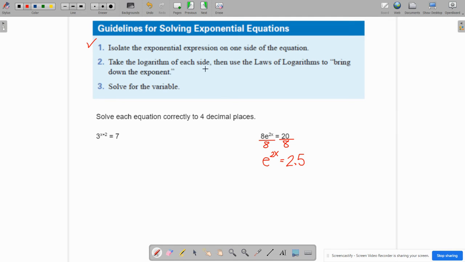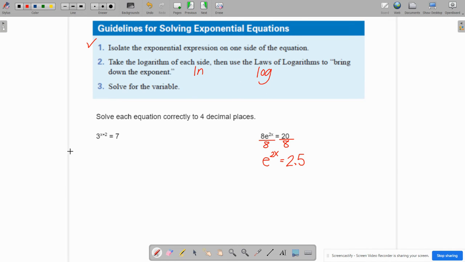And which logarithm you use is dependent on the equation. So if your equation has an exponential expression with an e, like this one, then it's going to make the most sense to take the natural log of both sides. However, if it doesn't have an e, it makes the most sense to take the common log, or log base 10, of both sides. You can technically choose a log of any base, but you're going to probably have to do some calculator work, so it's smart to choose the logarithm with either a base e or a base 10, because those are the buttons on your calculators.